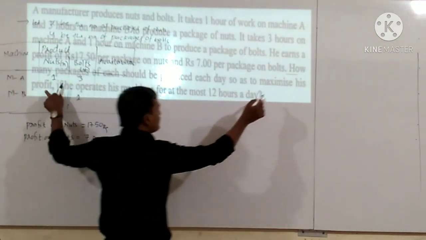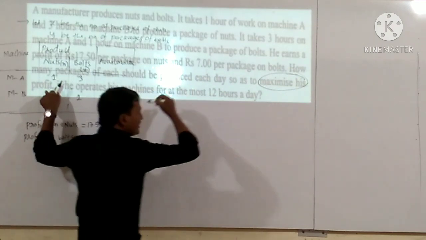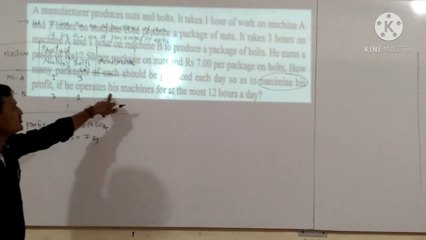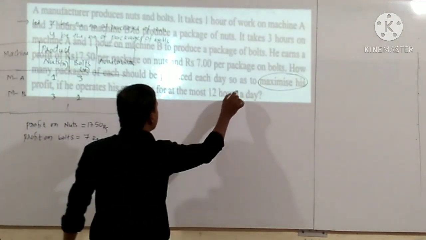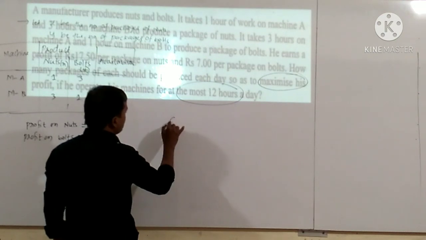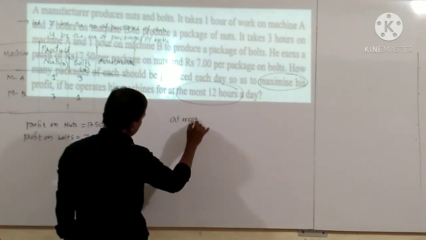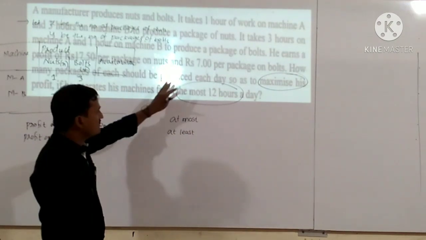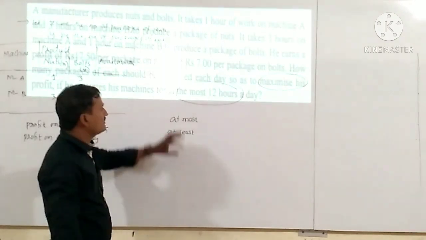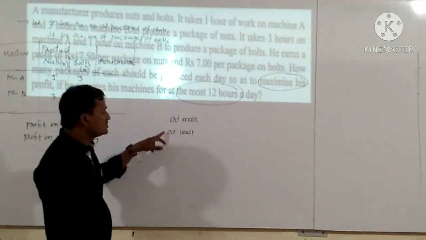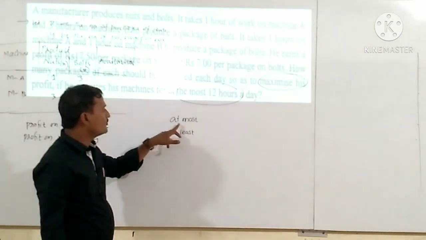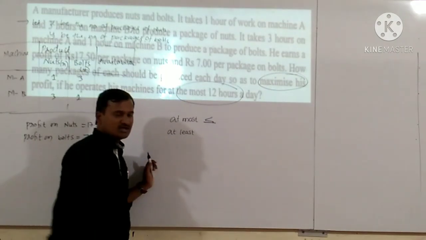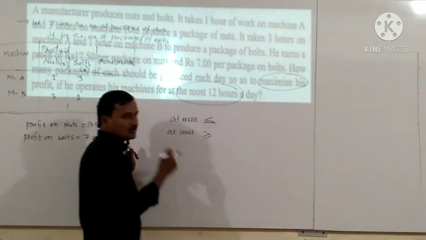So this is very, very important. Here we have to find the maximum value of the objective function. If he operates his machine for at most 12 hours per day, what is the meaning of at most? And another one is at least. While studying the linear programming problem, you should remember the key point of these words. At most means less than or equal to. At least means more than or equal to, right?